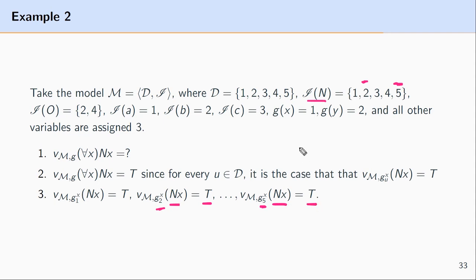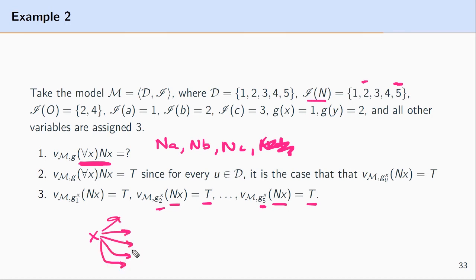And so this gives us a way of not unpacking the quantified formula in terms of names, such as NA, NB, NC, and ND. All of these would have to be true for all of the names that we have in order for the universally quantified formula to be true. Instead, we make use of this variant variable assignment and let X move through the domain and potentially refer to any object and see, given those variations, is it the case that NX is true for all of them?